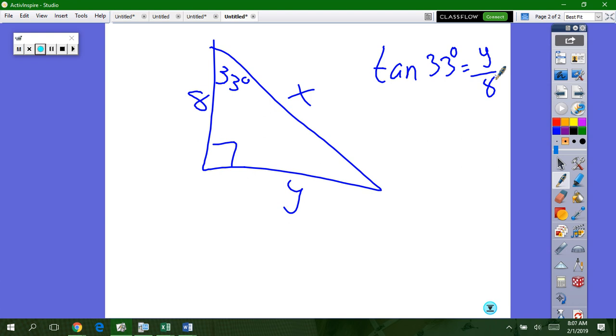All right. Well, how do I get rid of the divide by 8? Multiply by 8, so I have y is 8 tangent of 33 degrees. Correct? Go ahead and tell me what we get. I got 5.195. Got a second? All right. 5.195. We'll just go 5.2. Is that okay?